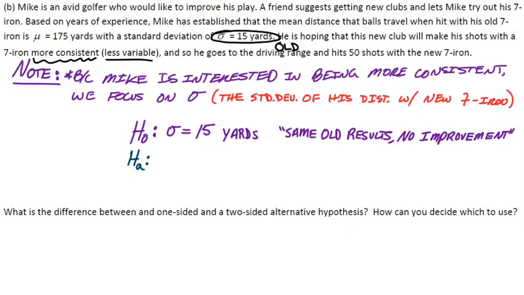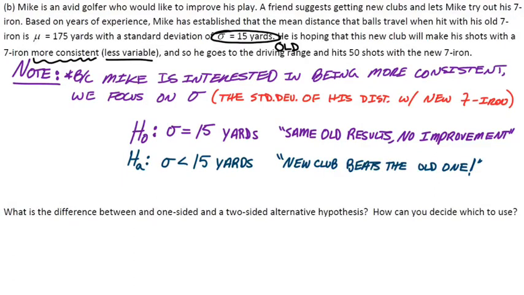The alternative, though, apparently Mike's buddy is suggesting that this is going to make him a better golfer, which means his standard deviation would actually be lower, right? He'd be way more consistent in his shots. Maybe on average, he's only about 7 yards above or below, right? So the alternative would be the standard deviation is now less than 15 yards. So in other words, the alternative hypothesis says the new club beats the old one.